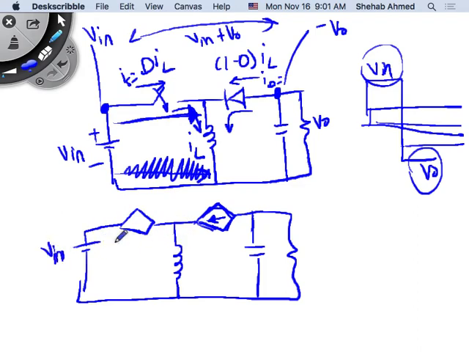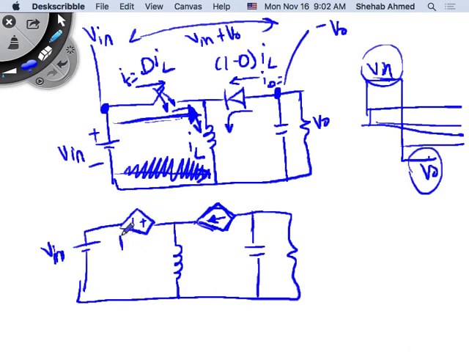You remember, this is where we said the average. This is the voltage waveform that you see here. The waveform that you see here is either V input or minus V output. Here, when the switch is closed, I see V input here. Okay. So how do I represent this?